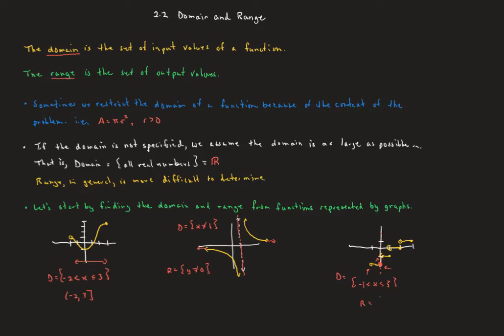Now the range can be a little sneaky. All of these points in here have a y value of -2. All of these have a y value of -1, but there is no point that has a y value in between -2 and -1. So the only y values that are used by this function are going to be those four values, -2, -1, 0, and 1, and so the range is just those four values. So let's go to a new screen.